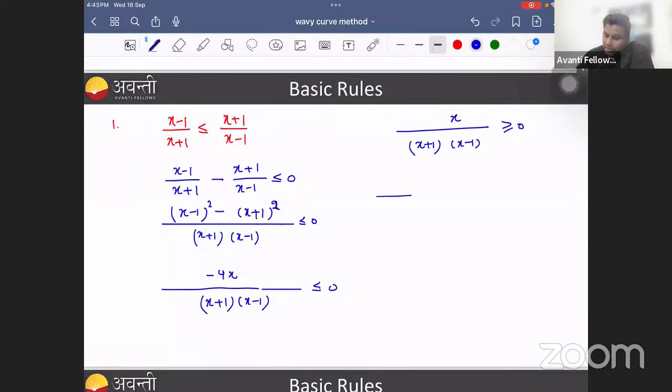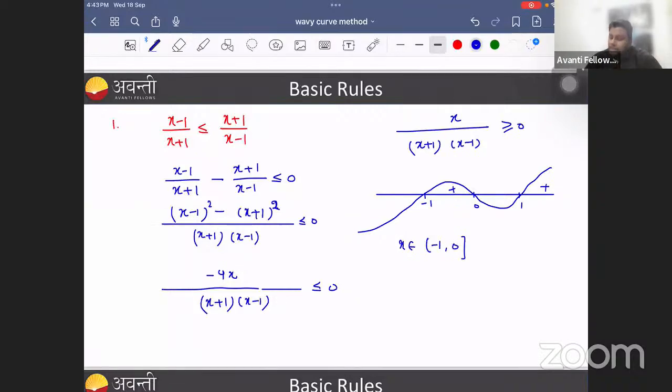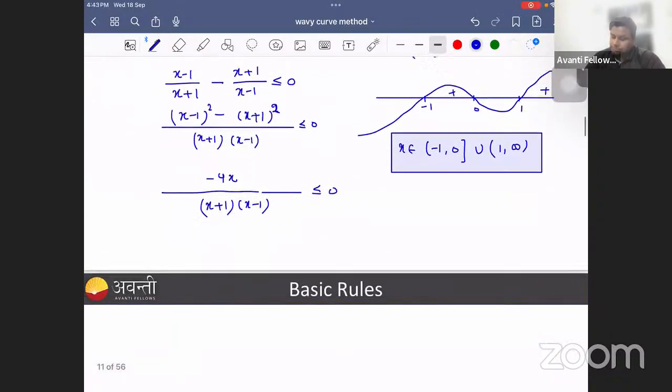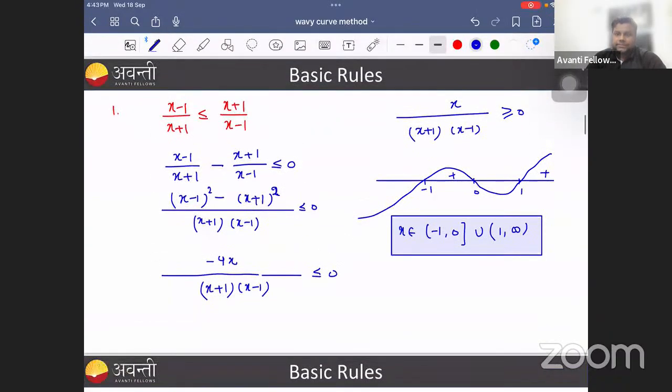Fair enough? Now I make the number line. Mark all the zeros in their increasing order. So minus 1, 0 and 1. And then make the wave. So positive you are looking for. So your x belongs to minus 1 to 0 inclusive, 0 inclusive because it is the root of the numerator, union excluding 1 to infinity. I did not include 1 and minus 1 because they are the roots of the denominator. Am I clear? See once.